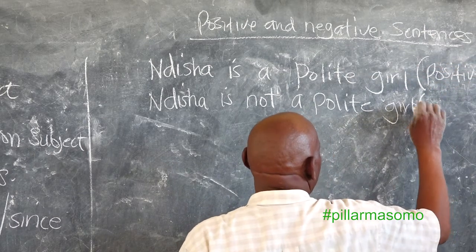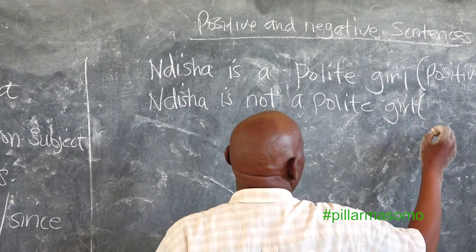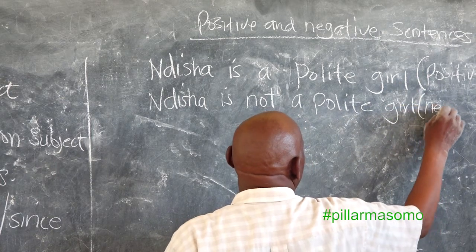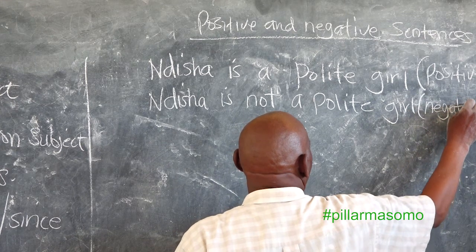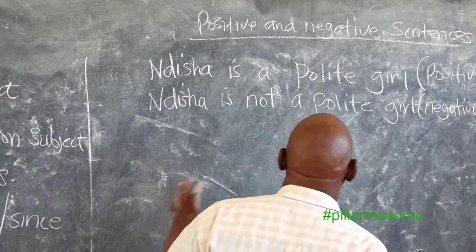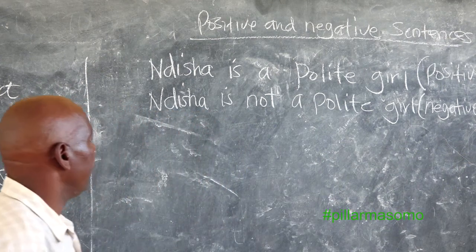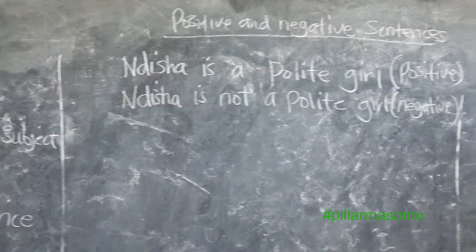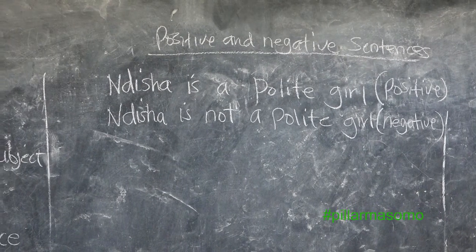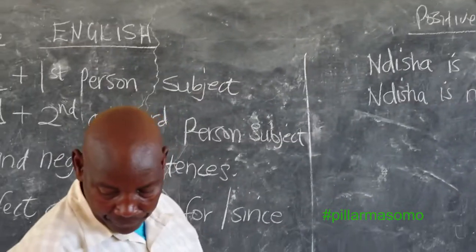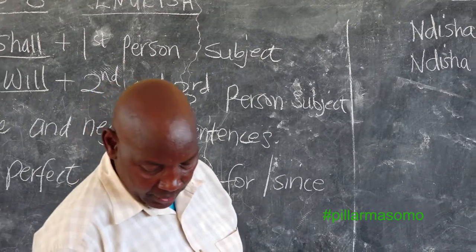Talking good of the girl, good about the girl. This one is negative, where you say the girl is not good. Yes. We can also have another sentence here.